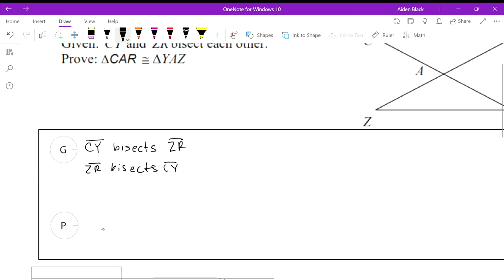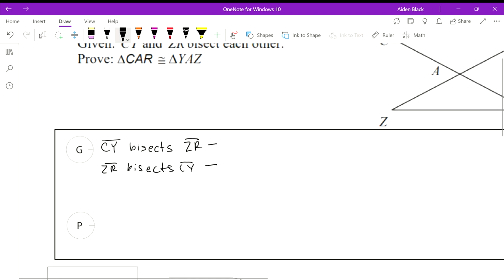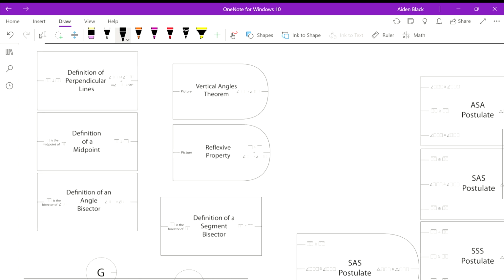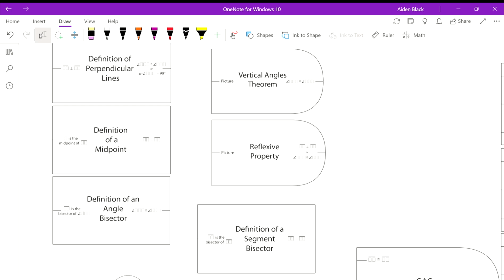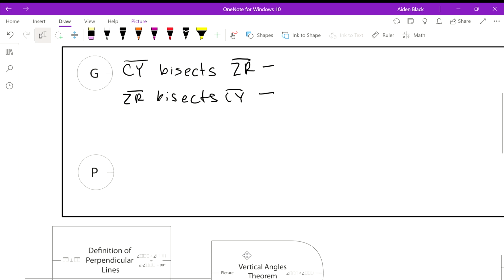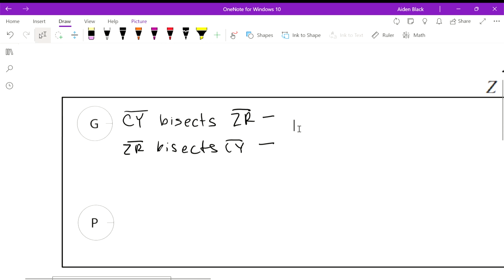Now this can lead us to using, now you gotta look which one of these shows us that blank blank is a bisector of blank blank. It's not this one, that one's a bisector of an angle, hence angle bisector. But this one here, definition of a segment bisector. So control copy. You'll of course be moving it. Here we are.